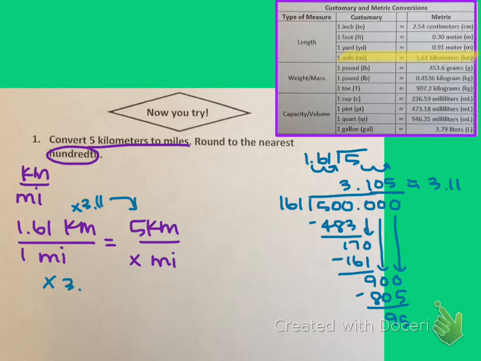1 times 3.11 will equal X. Well, 1 times 3.11 is 3.11. So X is going to equal 3.11, or 3 and 11 hundredths, and then we are finding miles, so I'm going to put miles.